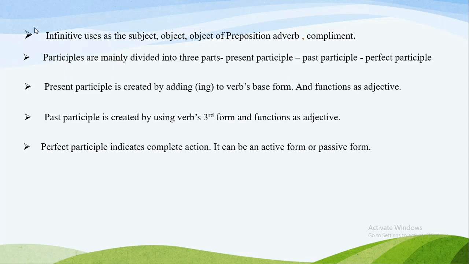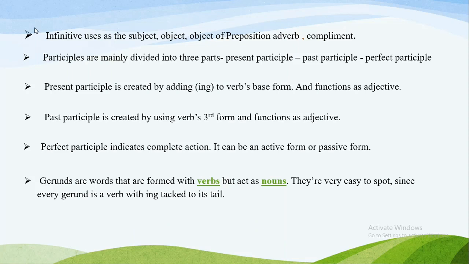Perfect participle indicates complete action. It can be an active form or passive form. Gerunds are words that are formed with the verbs but act as nouns. They are very easy to spot since every gerund is a verb with ing tagged to its tail.